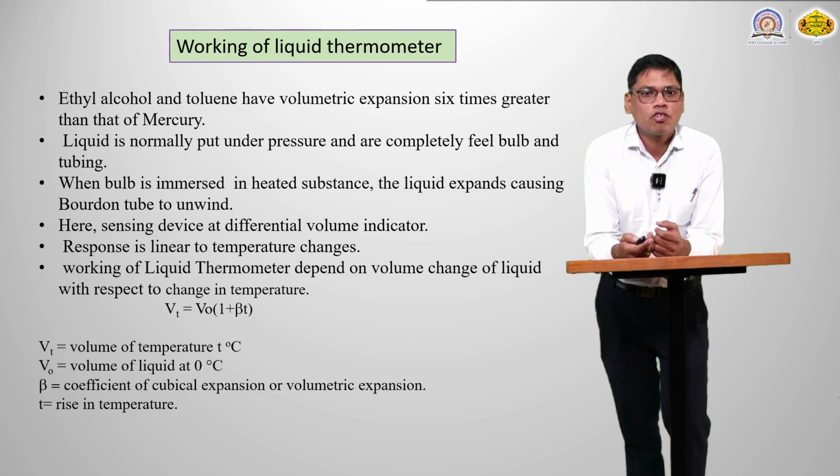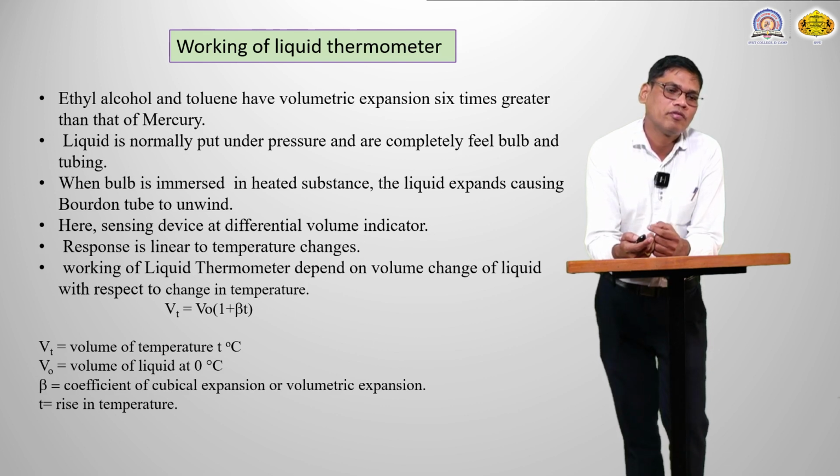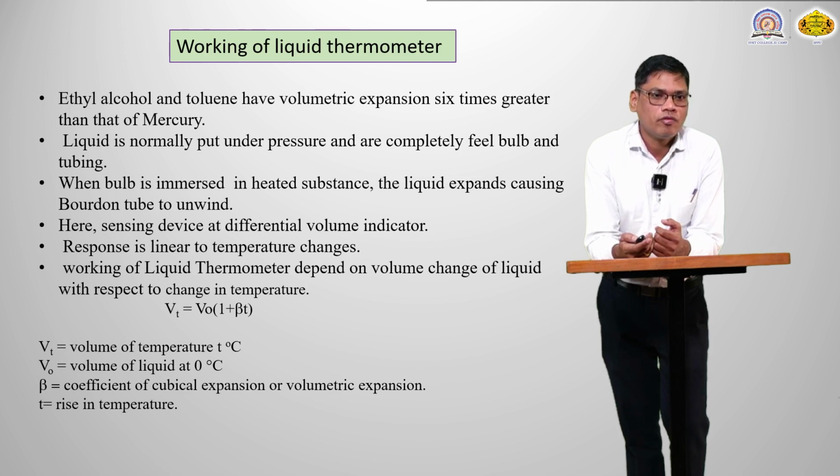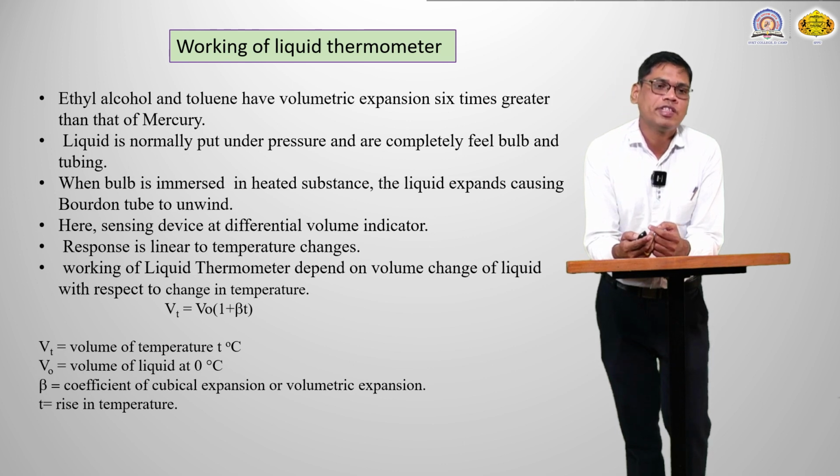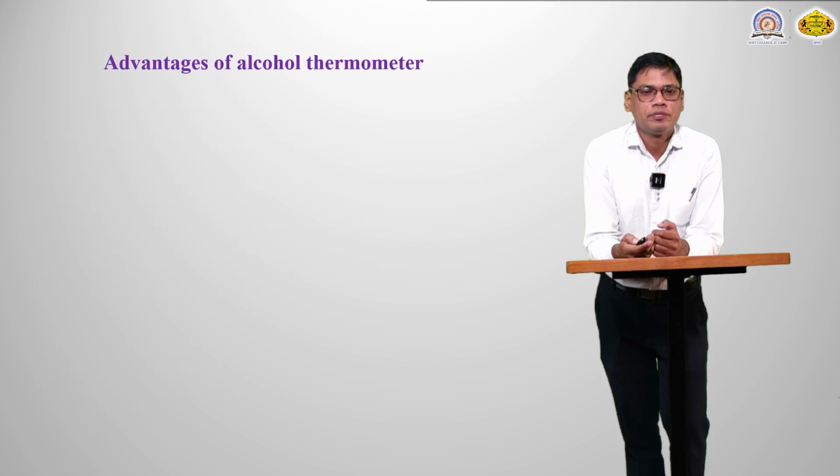The working of the liquid thermometer depends on the volume change of the liquid with respect to the change in temperature. So this change of volume with temperature T can be given by the equation Vt = V0(1 + βT), where Vt is the volume at T degrees Celsius, V0 is the volume of liquid at 0 degrees Celsius, β is the coefficient of volumetric expansion, and T is the rise in temperature.